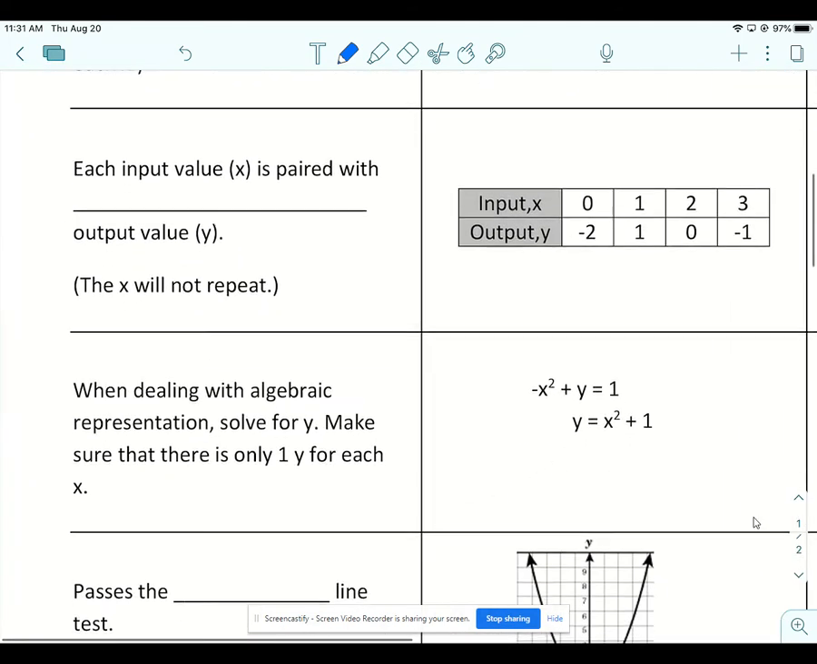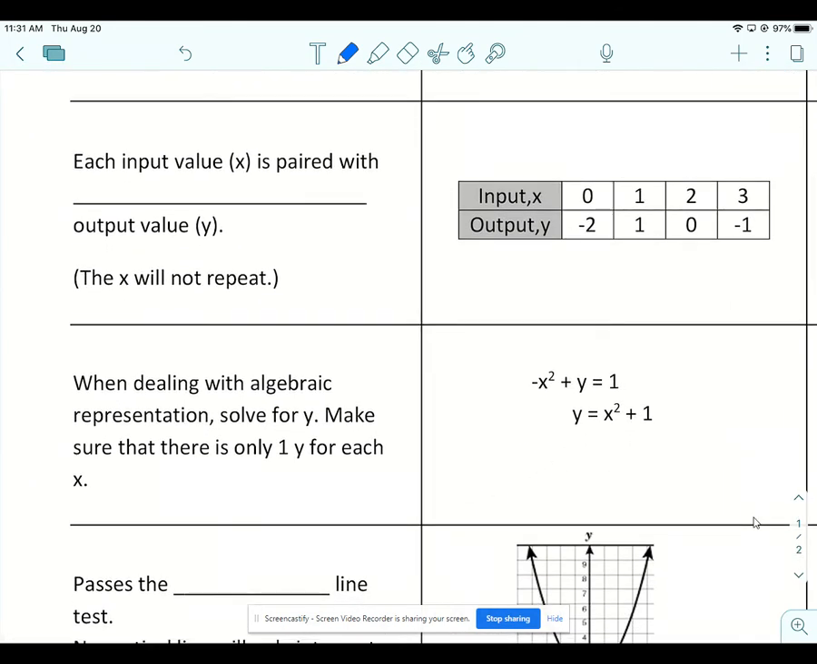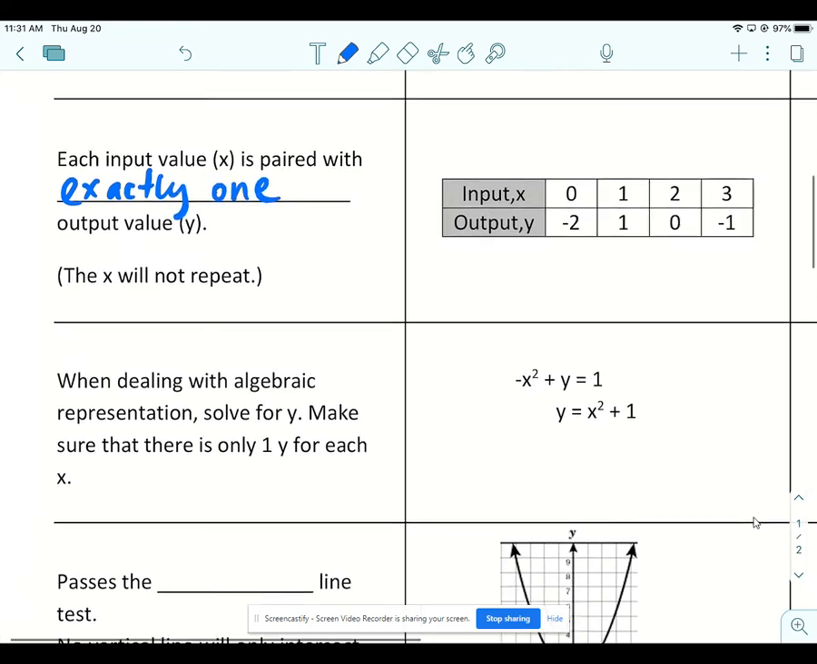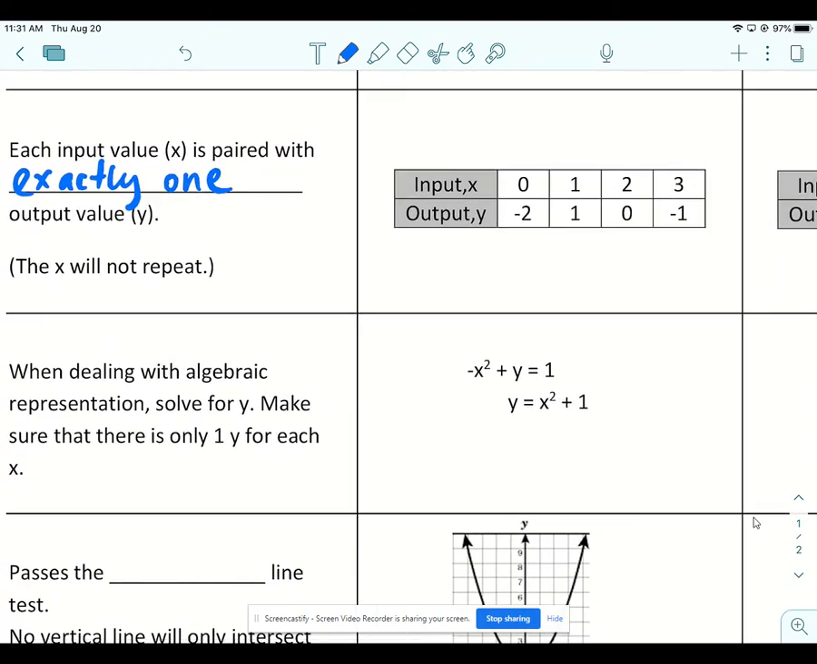Okay, so let's look at the table. On the table, each input value is paired with exactly 1 output value. So you can kind of see there it's a pattern. Again, the input is not repeating. The input is listed exactly one time.